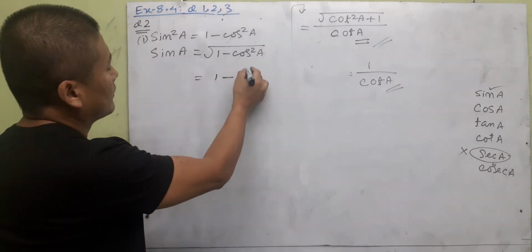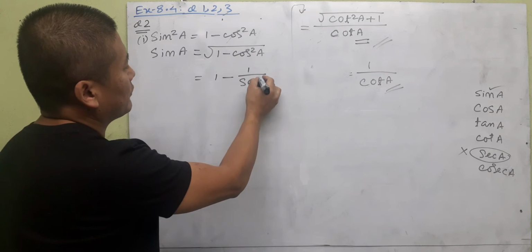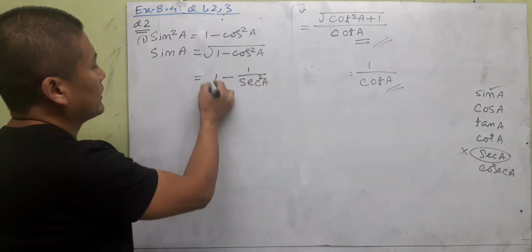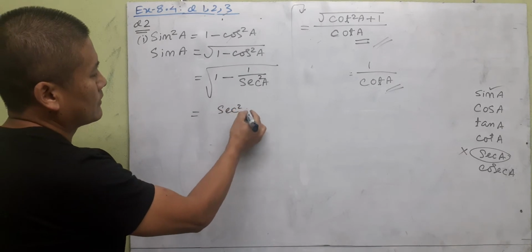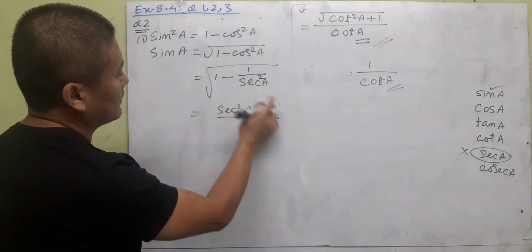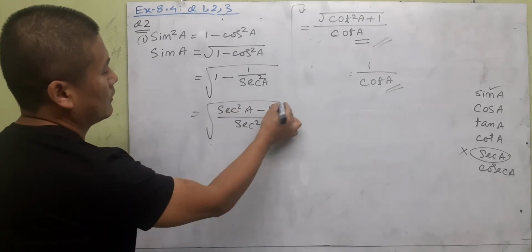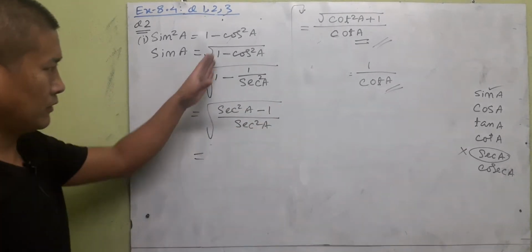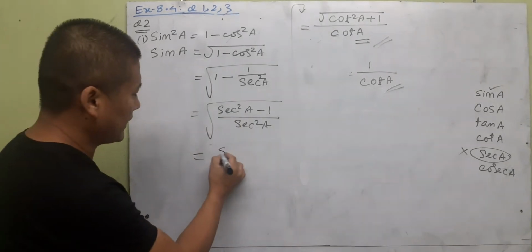So how do we do that? Cos A is 1 by sec A. So cos square A will be 1 by sec square A, and the root should cover everything. Now sec square into 1 is sec square A minus 1, a long line because we have multiplied by sec square A. Root should cover everything. Now we have pretty much everything in terms of sec, so we just need to simplify it.